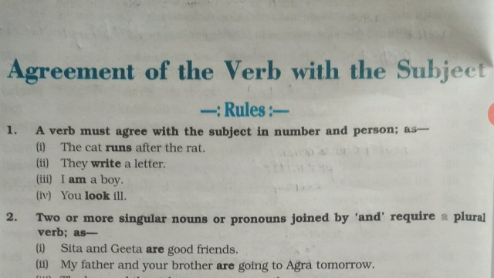See, rules are here. Rule number one: a verb must agree with the subject in number and person. Means we should use the verb according to the number and person of the subject. See here, the cat runs after the rat. Here, run is the first form of the verb, and here you will find s, because your cat is singular, the verb will become plural, right?